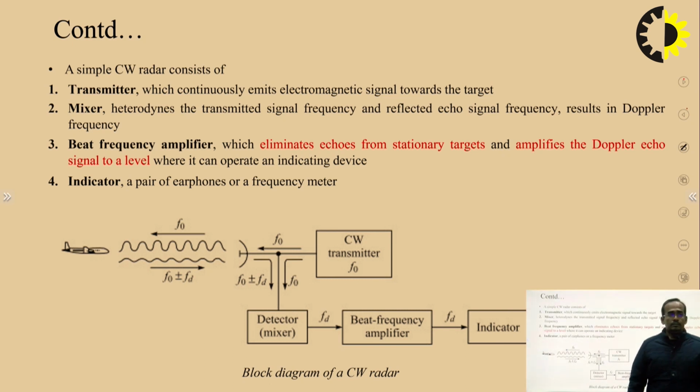So the transmitter basically continuously emits the electromagnetic signals towards the target. And the mixer is used for heterodyning the transmitted signal frequency and reflected echo signal frequency, which results in Doppler frequency. And the beat frequency amplifier eliminates echoes from stationary targets and amplifies the Doppler echo signal to a level where it can operate an indicating device. And the indicator is used as a pair of earphones or frequency meters.